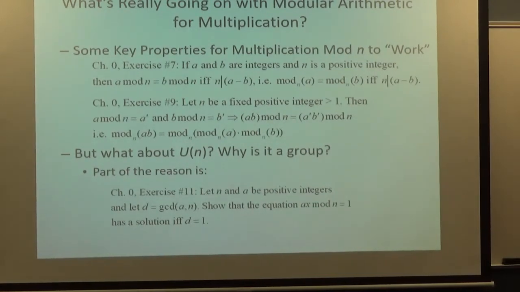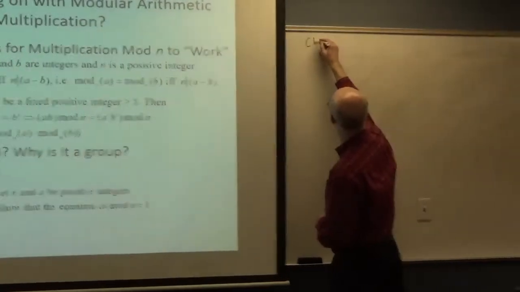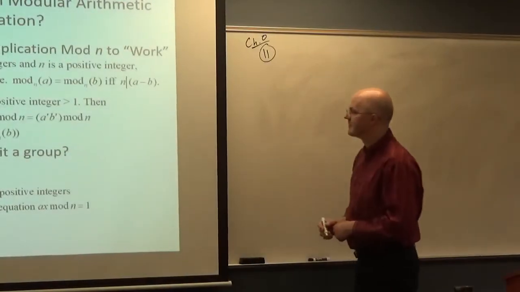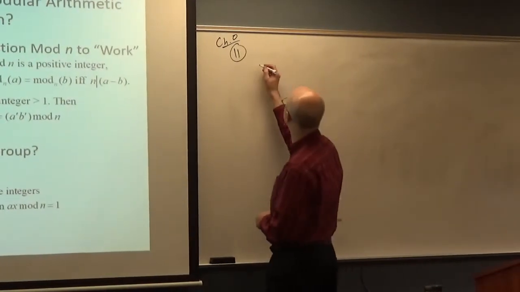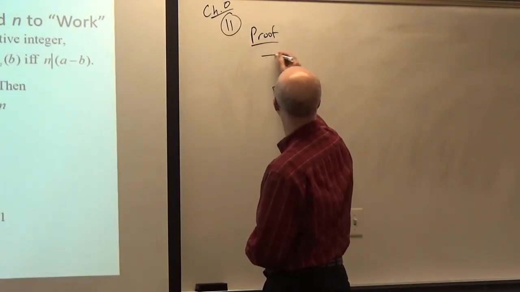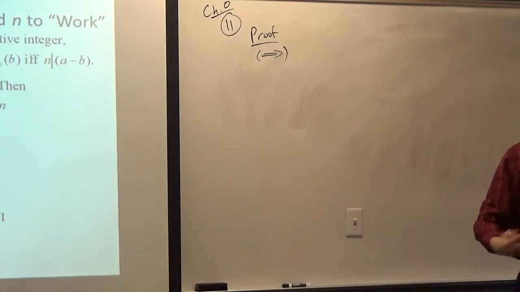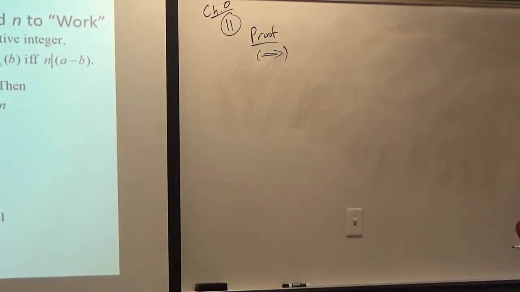Let's just show the if and only if part of this one here. So this is chapter 0, number 11. It's an if and only if. Let's do both directions. This is also of a level of difficulty that could show up on exam 1.